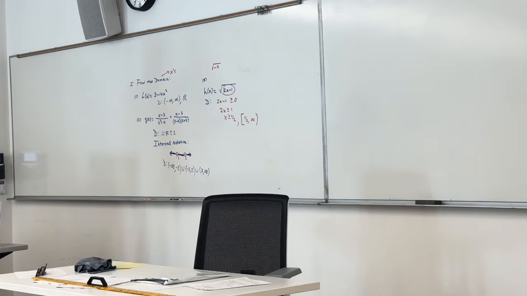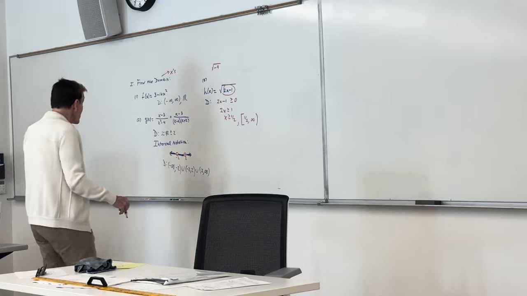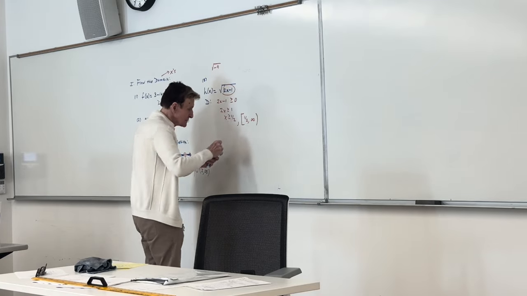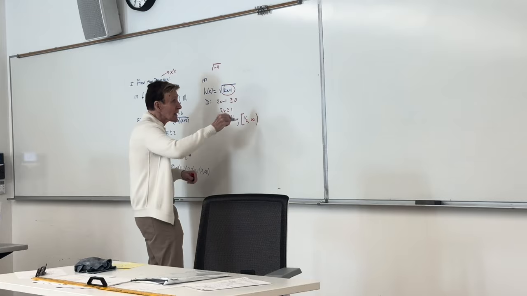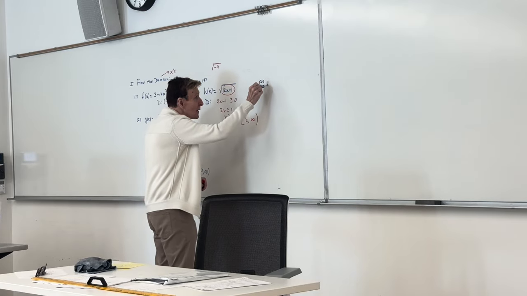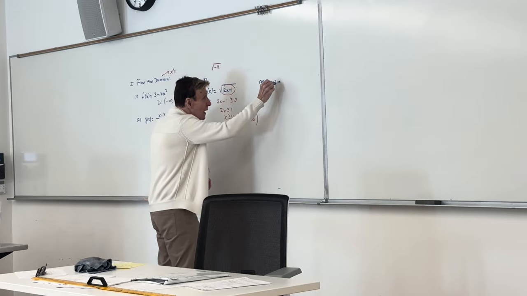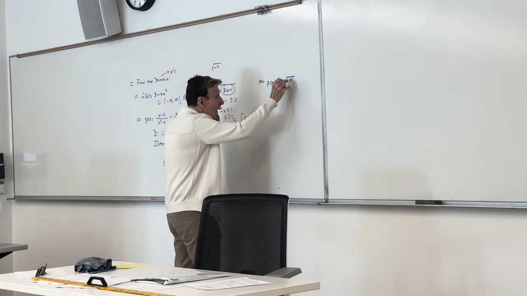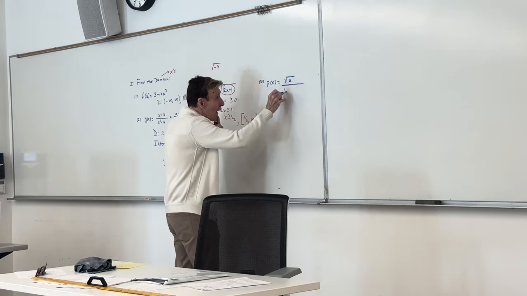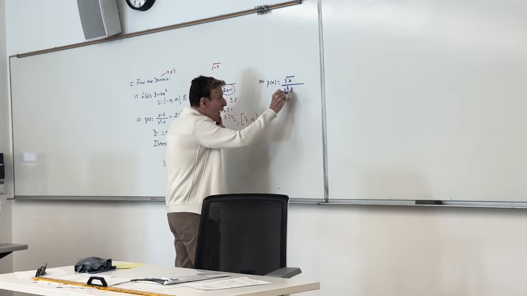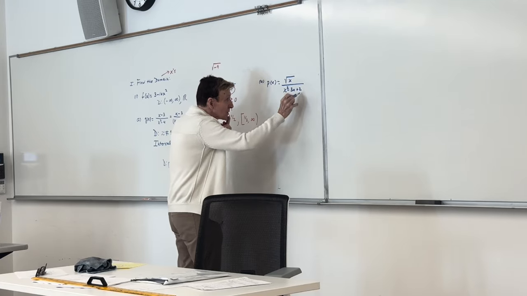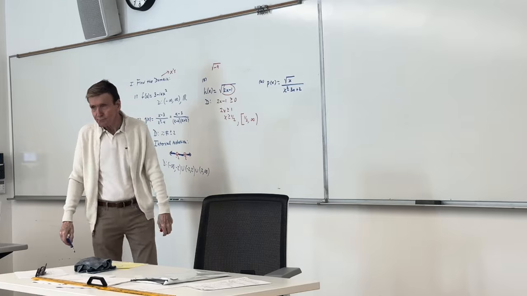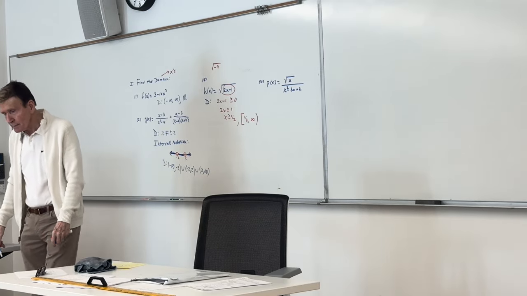Okay. What's my third one? Or fourth one, I guess. It's going to be p of x equals the square root of x over x squared minus 3x plus 2. Oh, now we're moving on.